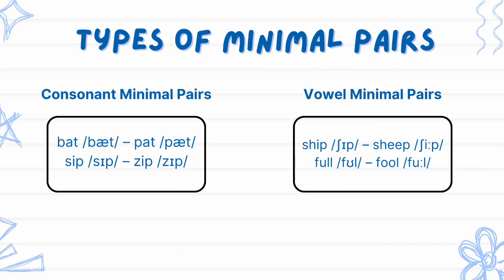There are two types of minimal pairs. Consonant minimal pairs, such as pet and bet, or zip and sip, show differences in consonant sounds. Vowel minimal pairs, such as ship and sheep, or full and fall, show differences in vowel sounds, especially vowel length or vowel quality.